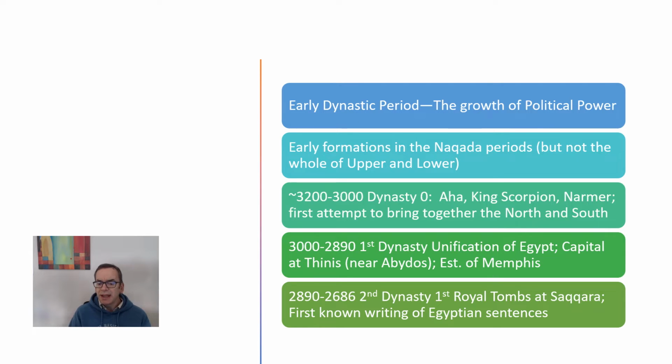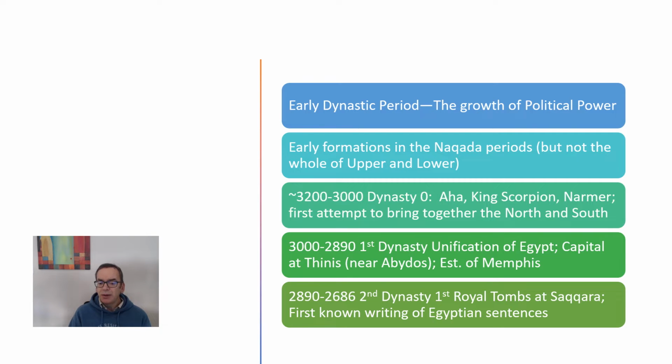And we don't know the exact dates, but between 3200 and 3000 BC, we've got something called Dynasty Zero. Now it's called Dynasty Zero because in the beginning, archaeologists named the first dynasty 1, and then they realized there were earlier kings. So now we have a Dynasty Zero. Now there's a bunch of names here. We don't know exactly who the first king or pharaoh was in ancient Egypt. It's Aha, there's King Scorpion, Narmer, who I'll talk about.